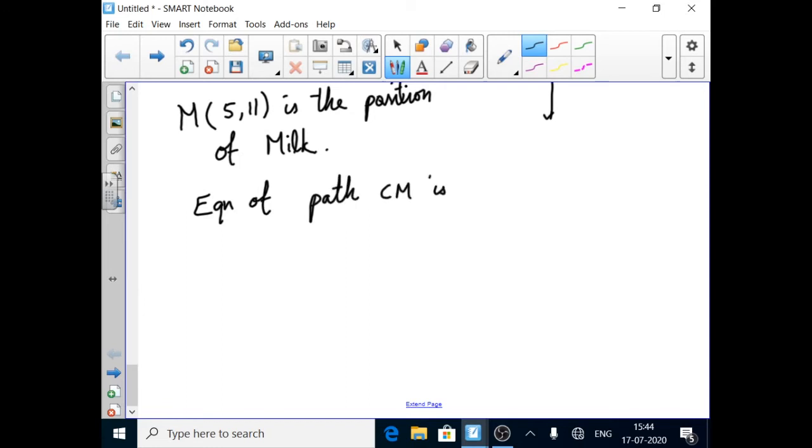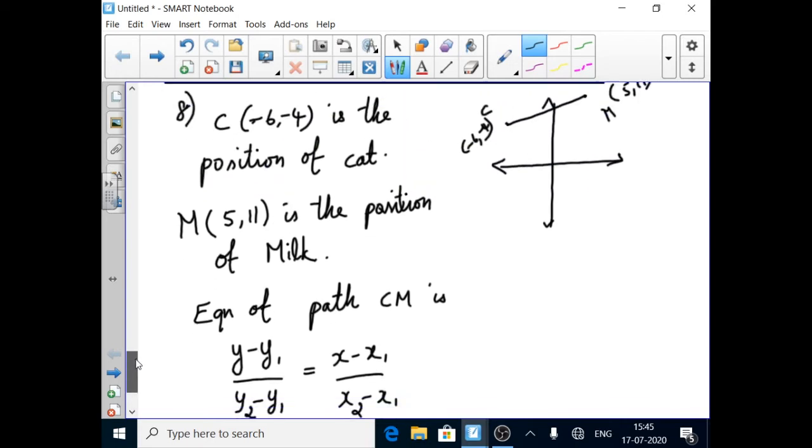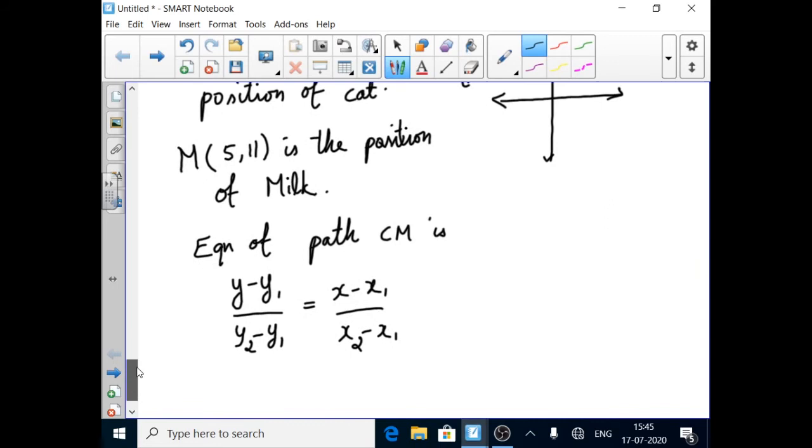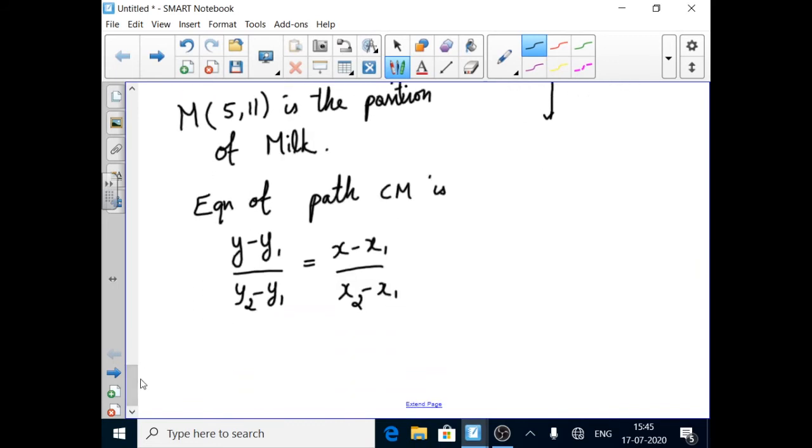is, if 2 points are given, it means for the equation of the line we should use the 2-point form, that is (y minus y1) by (y2 minus y1) is equal to (x minus x1) by (x2 minus x1). So here the 2 points are, one is C and another one is M. So take C as minus 6, minus 4 and M as 5, 11. Consider that one is x1, y1 and the other x2, y2.